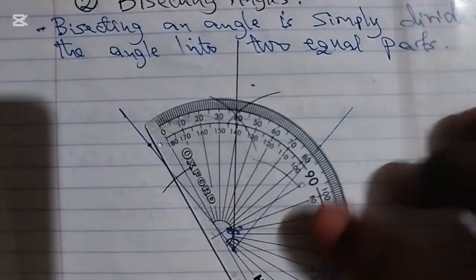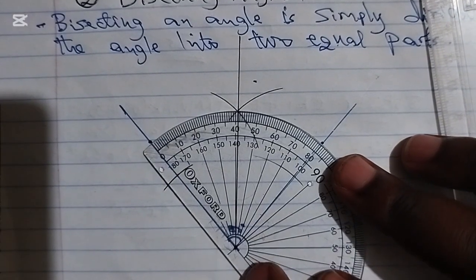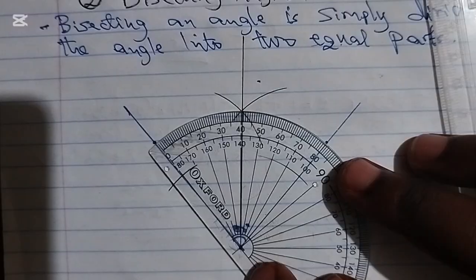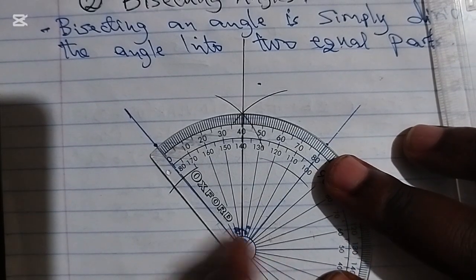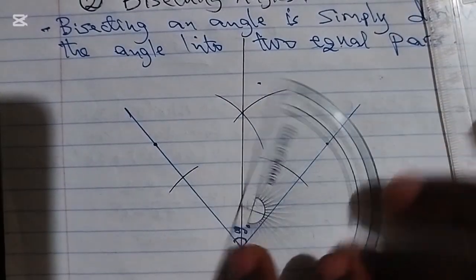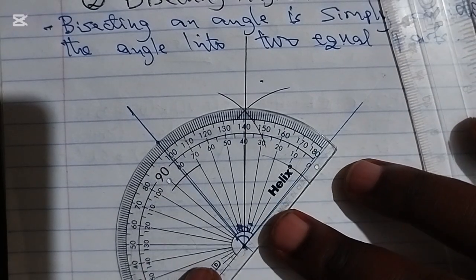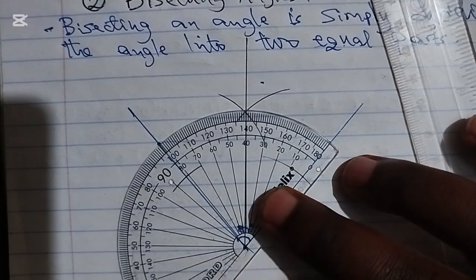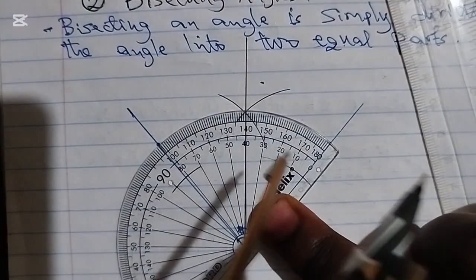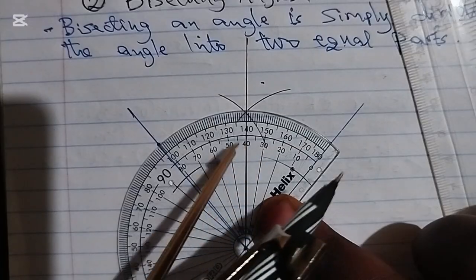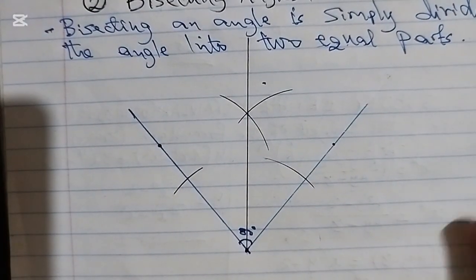Let's try and measure those angles, ladies and gentlemen. You can see the angle there is 40. Similarly, if I measure this remaining one here, when I use the inner scale, 0, 10, 20, 30, 40. So it has been divided into 40 and 40. That's how you bisect an angle.